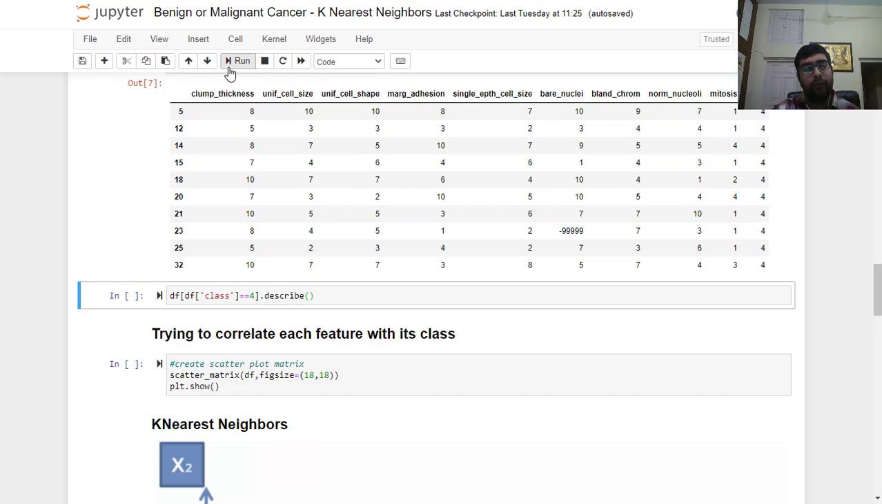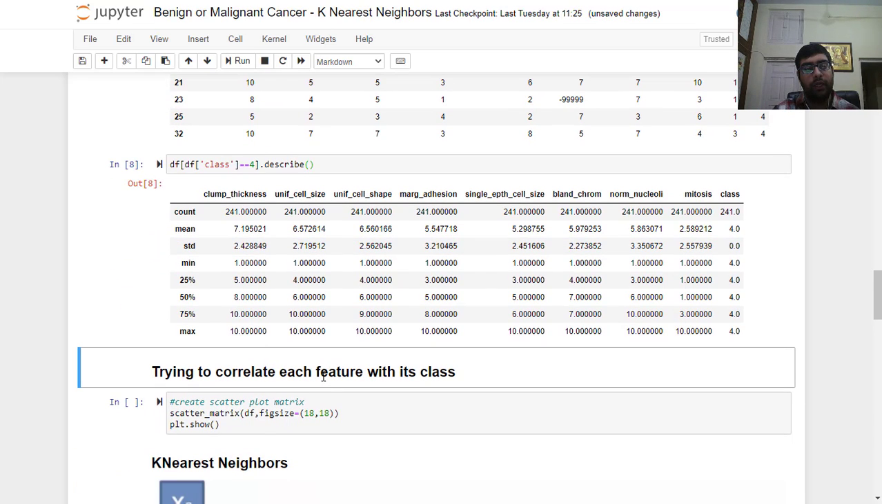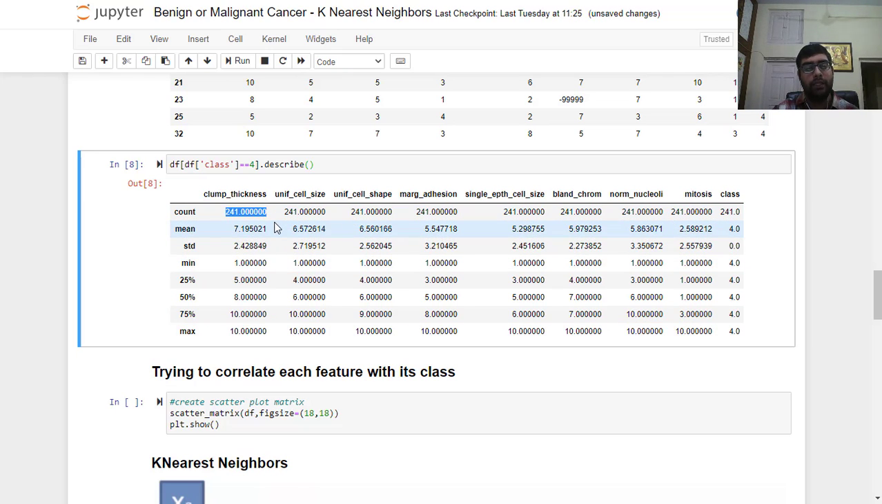Similarly, if we look at the data more closely, we have around 241 samples of malignant cancer, and we have means of 7, 6, 6, 5, 5, 5, 5.9 meaning 6, 5.8. So the features are on the higher side if the person is suffering from malignant cancer.